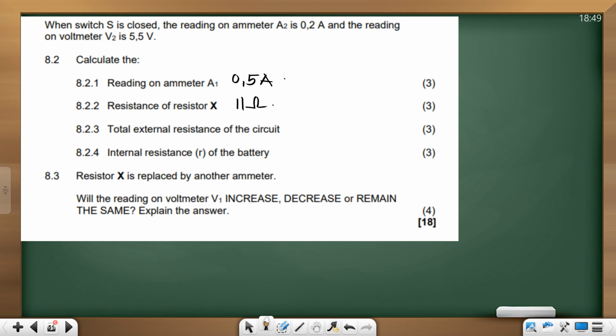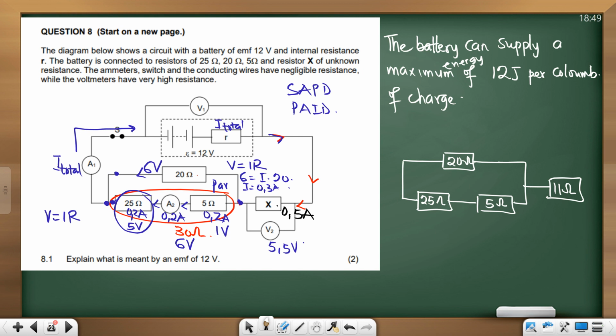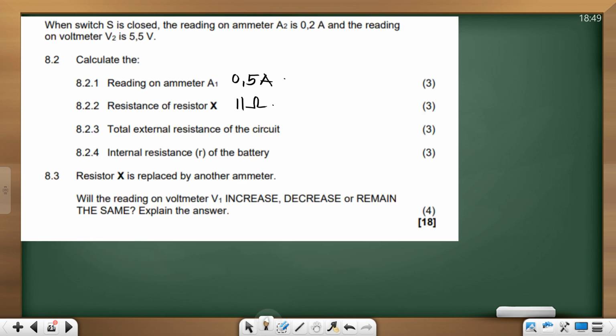We have the EMF. What's the EMF? 12. Guys, EMF equals I into bracket what? R plus r. What's the EMF? 12. What's the total current? Guys, everything here has to do with total. What's the total current? What's your total resistance? 23, plus what? Answer is 1.